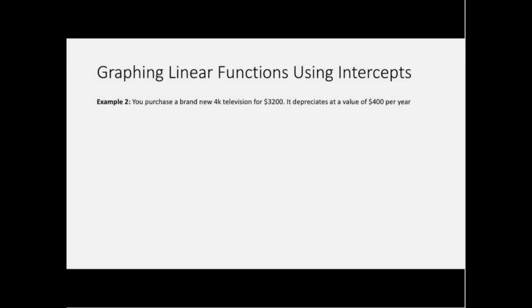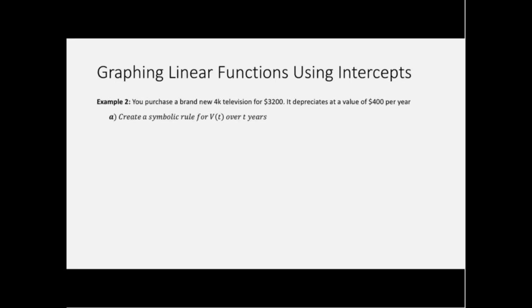Okay, so another application problem. You purchase a brand new 4K television for $3,200. It depreciates at a value of $400 per year. Create a symbolic rule for V of t over t years. Not really anything fancy here, as far as we have to account for thousands or anything like that.